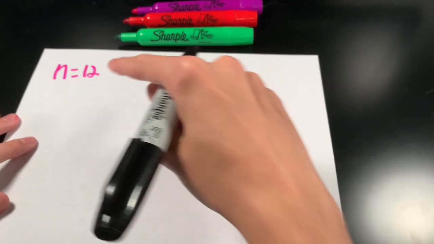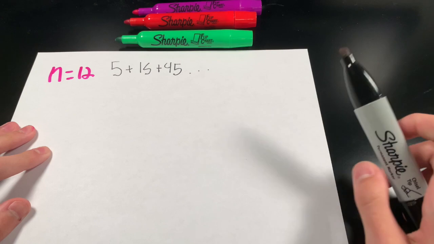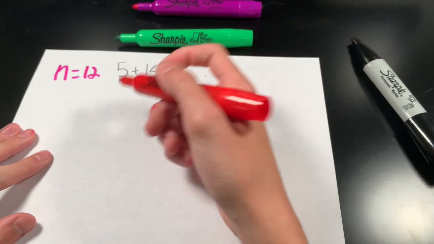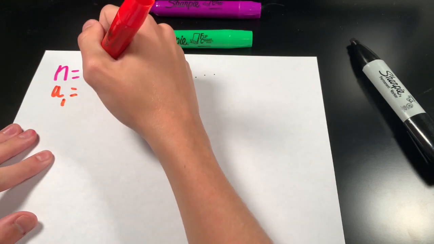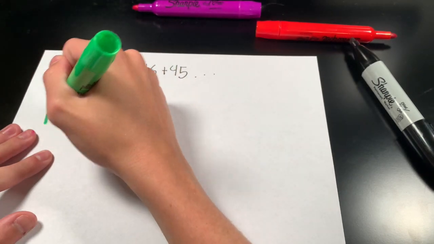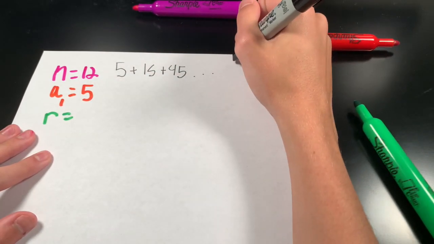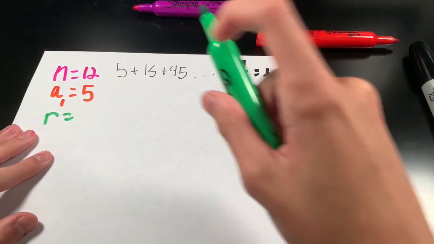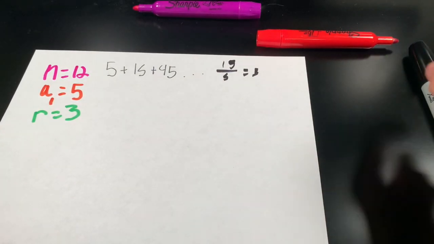Here it gives us n equals 12, and then it gives us the start of a geometric series. From here, we need to start defining some terms. For the formula, we need A1, and the first term here is 5. Then we need the common ratio, and how we get that is we just divide two terms that are next to each other. So we have 15 divided by 5 equals 3. So R equals 3.